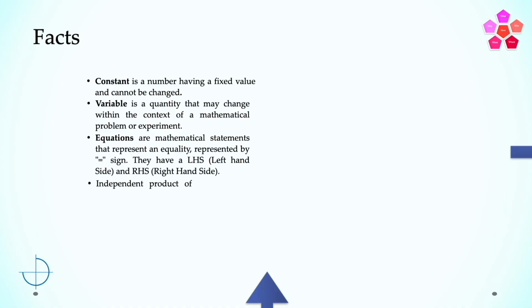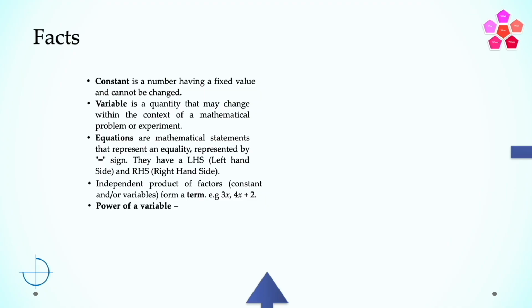Independent products of factors, that is constants and variables, form a term. For example, 3x: 3 as a constant and x as a variable form a term 3x. Another example would be 4x plus 2, which has two terms. The first term is 4x, where 4 is a constant and x is a variable. And another term is 2, where we only have the constant 2 and we do not have the variable.